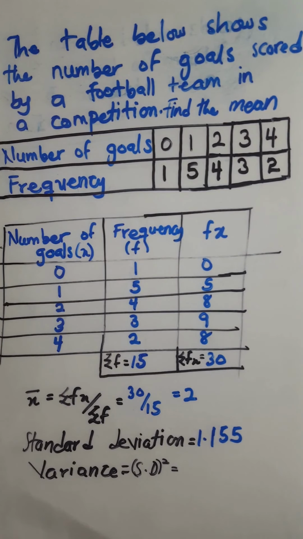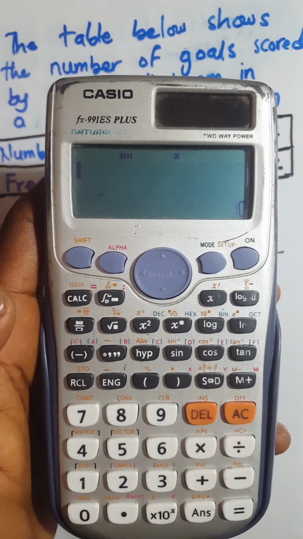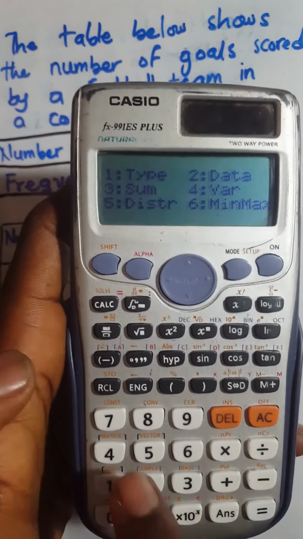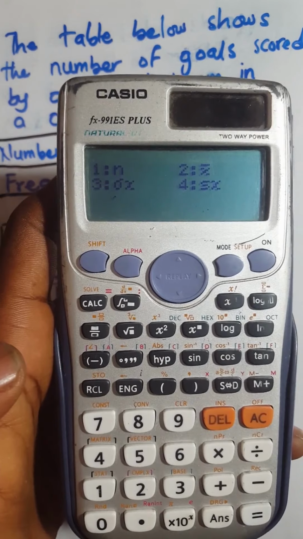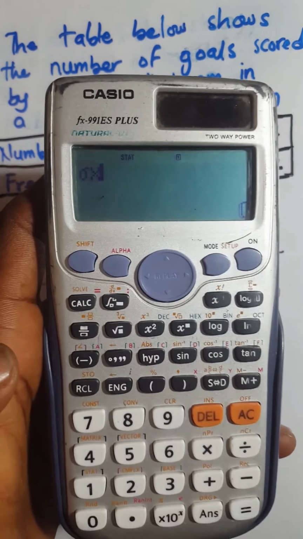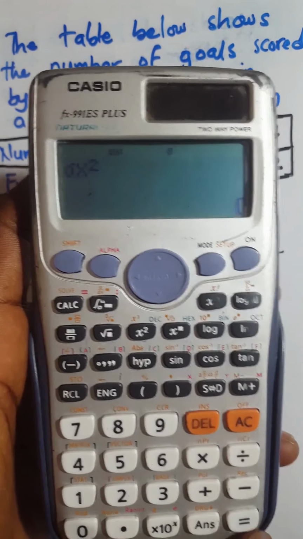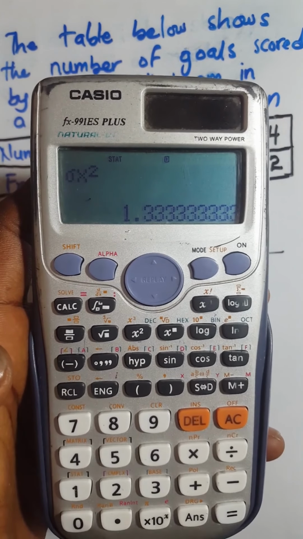Now to find the variance, what you need to know is that when you square the standard deviation, you get the variance. So to get the variance on the calculator, you press SHIFT again and press STAT. Then you move to 4. Then you press 3, which is the standard deviation. So you just press squared over here and it's going to give you your variance, so equal to. So this is your variance.